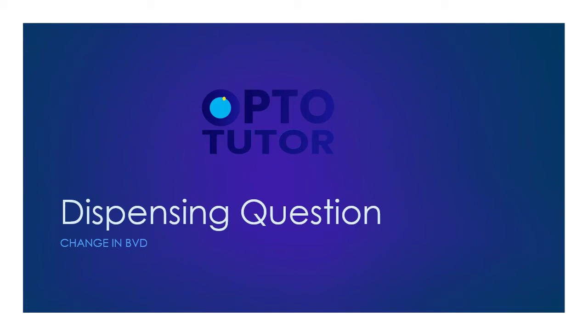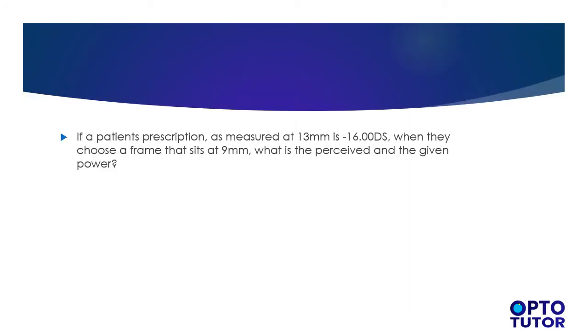This is a common dispensing question: changes in BVD, what do you do and how do you calculate them? If a patient's prescription as measured at 13 millimeters is minus 16 diopter sphere, then when they choose a frame that sits at 9 millimeters, what's the perceived and the given power?